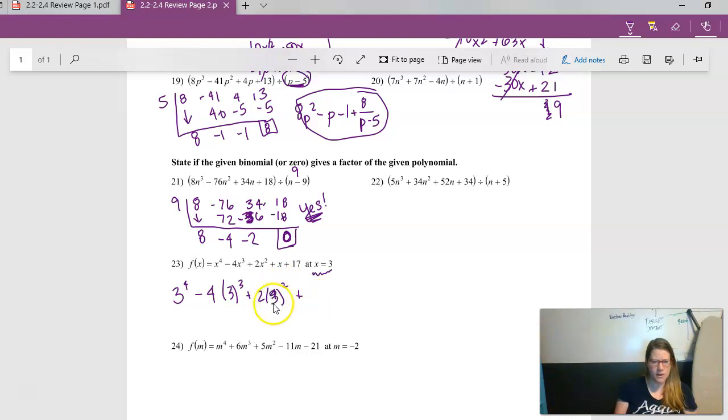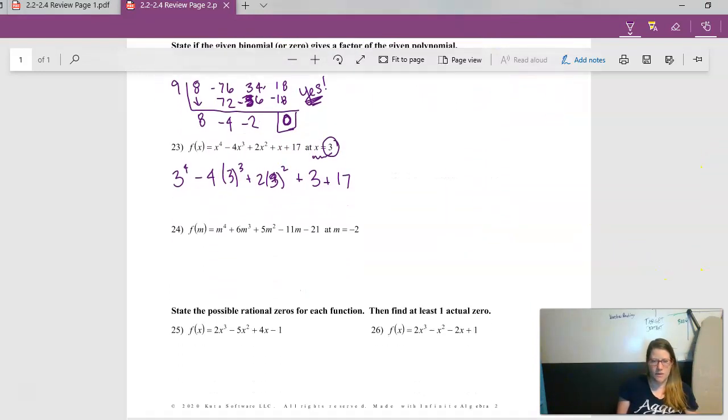Whoops, that should be a 3. Whichever one you prefer will work. But if you're going to use synthetic division, this already is the 0, so you wouldn't change the sign like you did in the previous one.